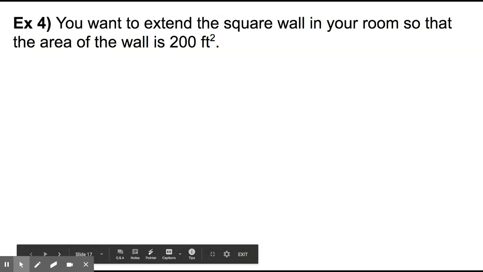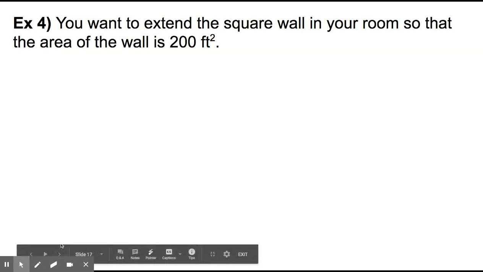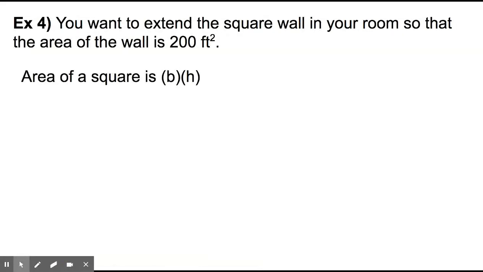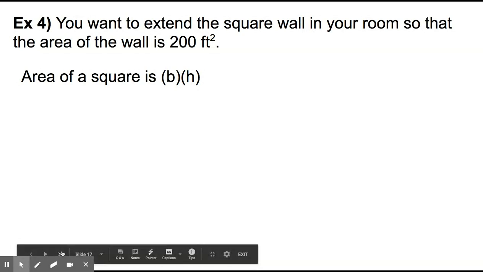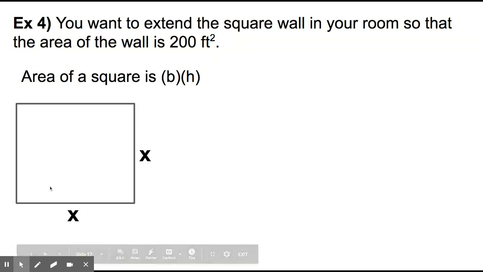So now go ahead and try this one. You want to extend the square wall in your room so that the area of the wall is 200 feet. If that is the case, what would the length of your wall be? So again, still the same concept. The area is base times height, or length times width. And again, it is a square wall, so those two values will be the same.